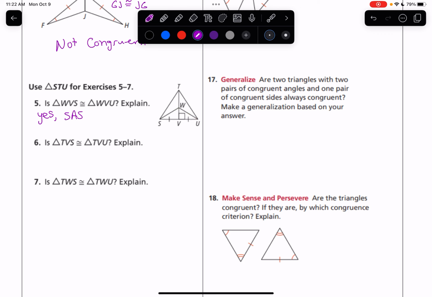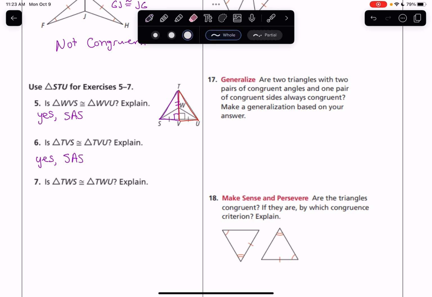Then we've got the next one, is triangle TVS right here congruent to triangle TVU? Let's see what we've got here. So that one seems like we've got the same idea. We've got this side in the middle that's the same as itself. And we know that SV and VU are congruent. And we also know that we have a right angle right here. So yes, they are congruent by side, angle, side.